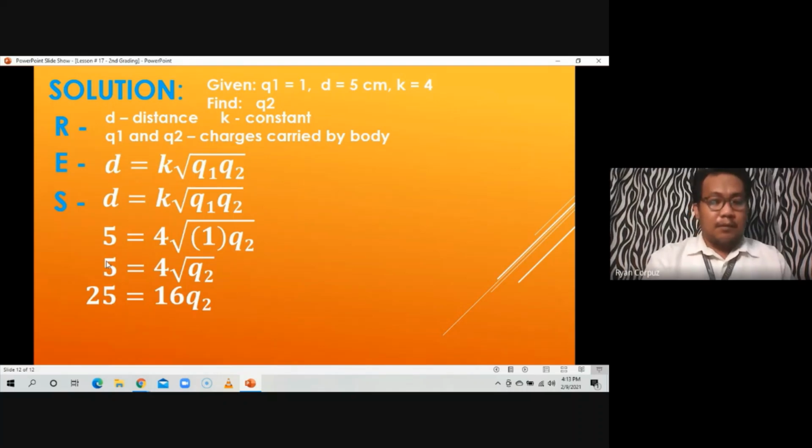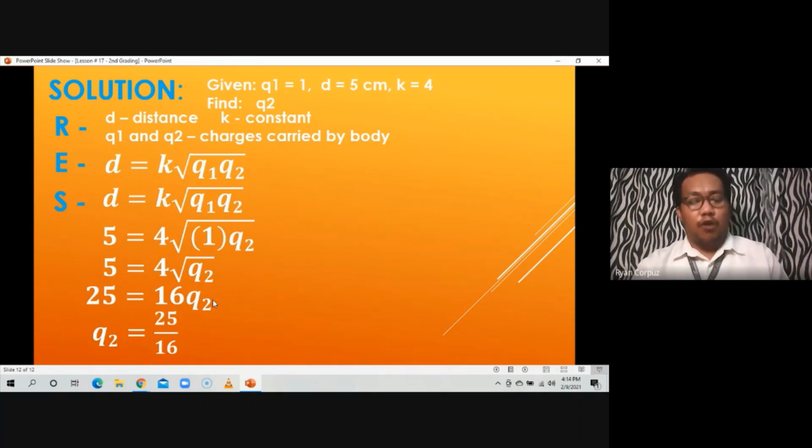Then, we can divide both sides of the equation by 16 to come up with the value of Q sub 2. So we have the value of Q sub 2, which is equal to 25/16. So that is our Q sub 2.